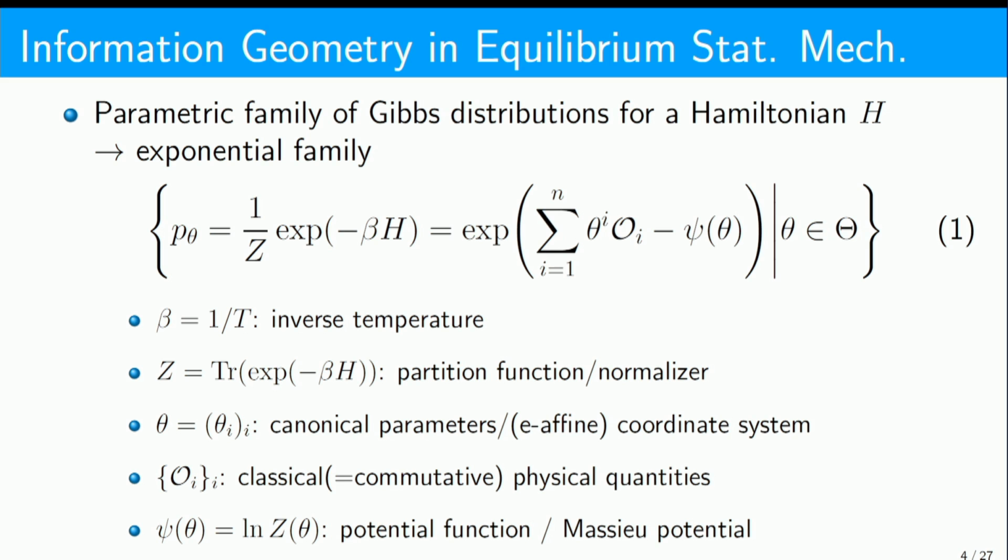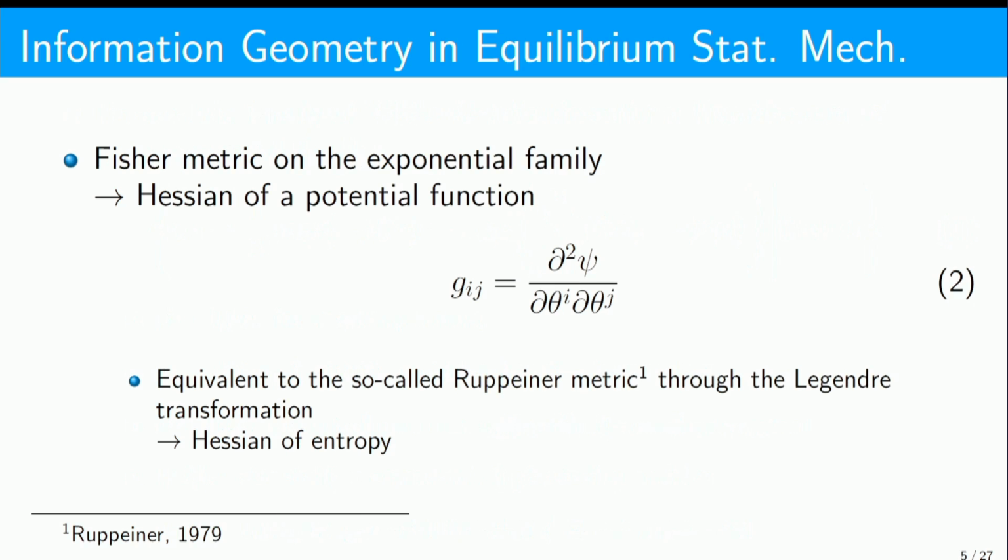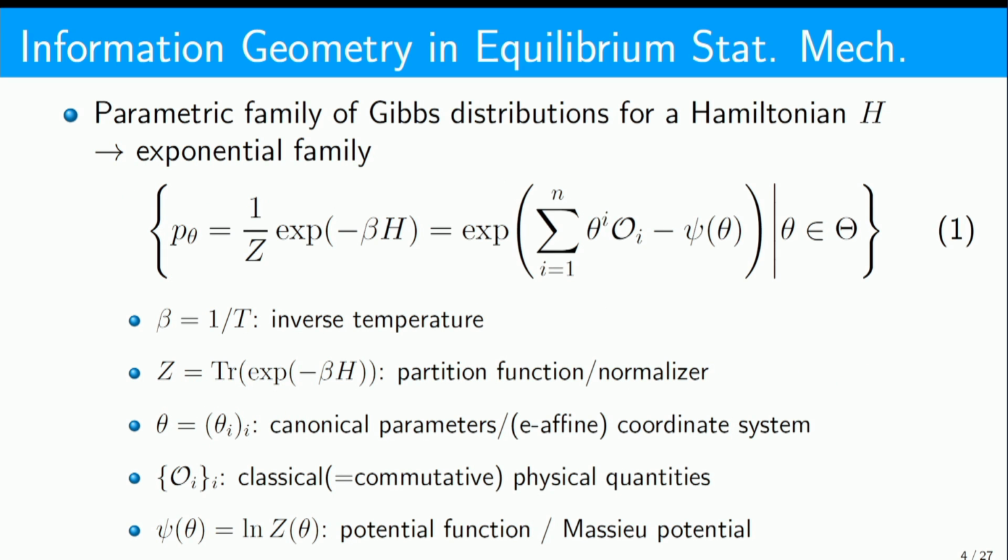According to standard statistical mechanics, if a physical system with a Hamiltonian H is in its equilibrium, the system can be described by the Gibbs distribution, which is written in this form. This probability can be rewritten in this form of an exponential family. So we can regard a parametric family of Gibbs distributions for a Hamiltonian as an exponential family.